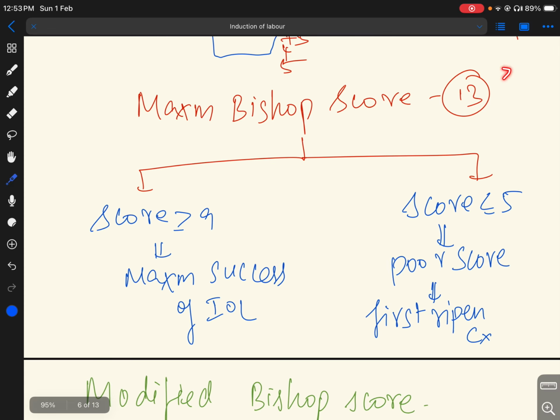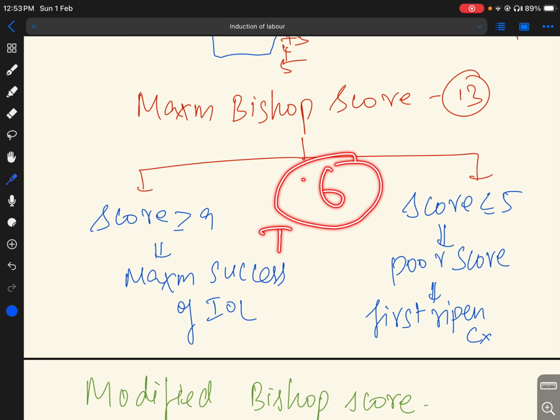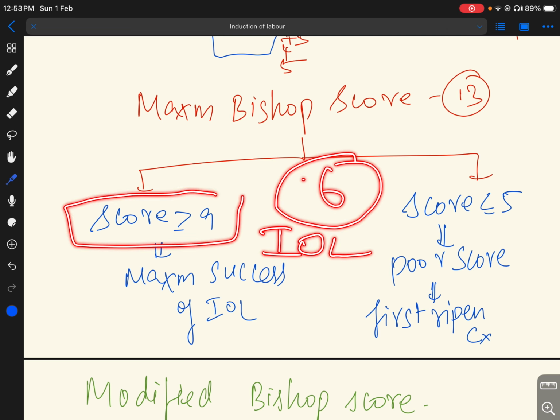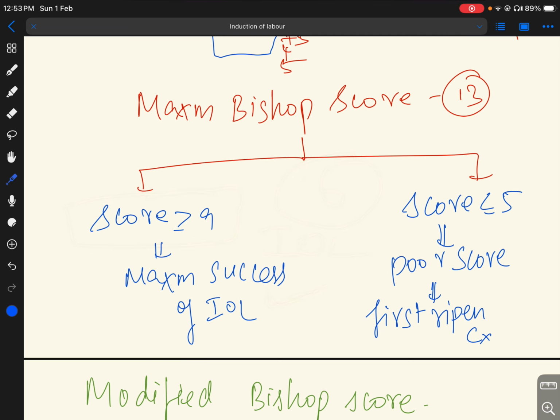The maximum Bishop score one can obtain is 13. If the score is less than or equal to 5, it is a poor score. First, you have to ripen the cervix. If the score is greater than or equal to 6, you can do induction of labor. But if the score is greater than or equal to 9, there is maximum success of induction of labor.